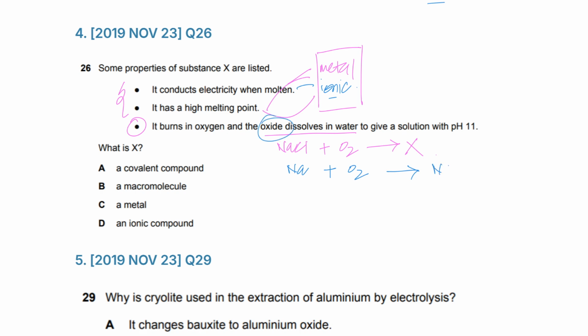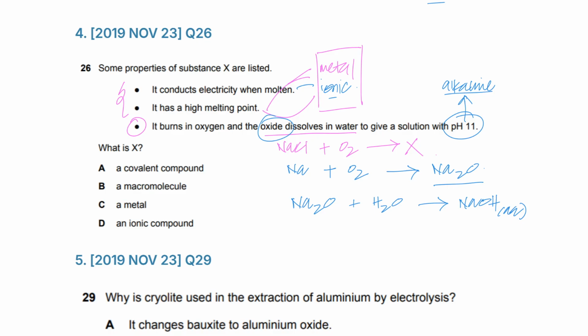What oxide would it give me? Na2O. And I know that if I add a metal oxide to water, it's going to give me a metal hydroxide, like sodium hydroxide, right? And that's going to have an alkaline pH, because pH 11 means alkaline. A pH above 7 indicates that it's an alkali.